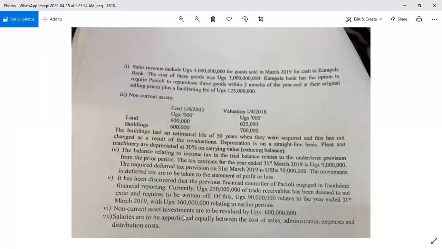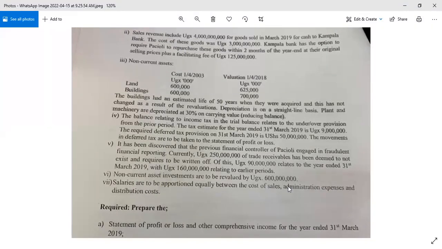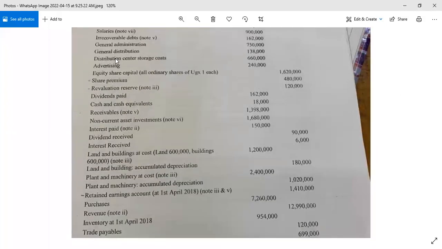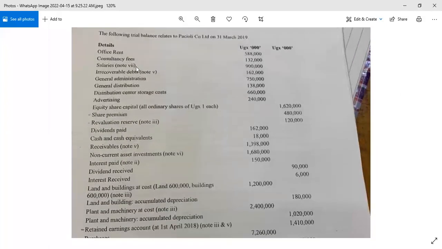Salaries are to be apportioned equally to sales, admin, and distribution. So salaries, the first thing is, you know, how much are salaries. Then come and look for them in the trial balance. When you check, they're here, salaries, 900,000. Okay, so you go to your working of expenses.